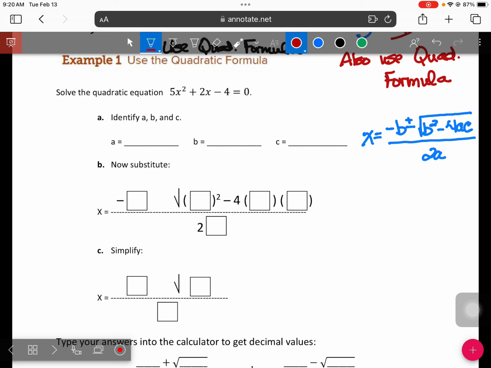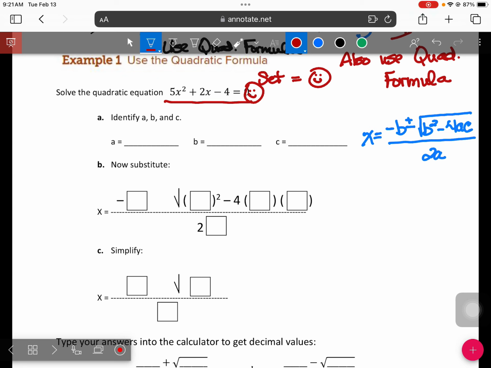First of all, I need to see, is this in standard form? Yes, it is. Okay? So make sure you set the equation equal to 0. And make a smiley face there if you want. I don't know. Kind of makes me happy.